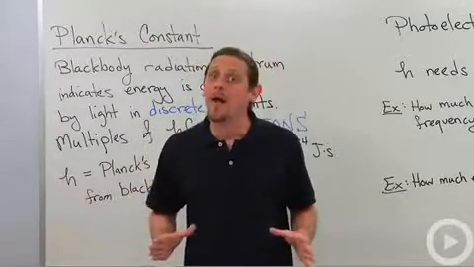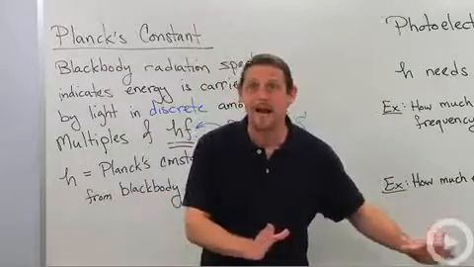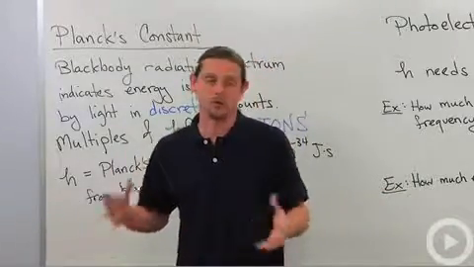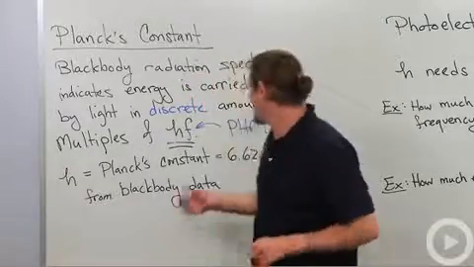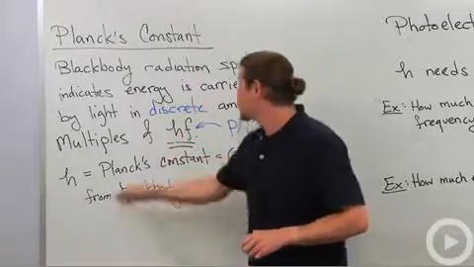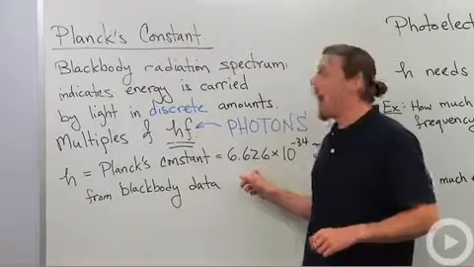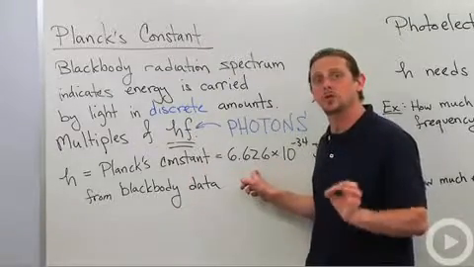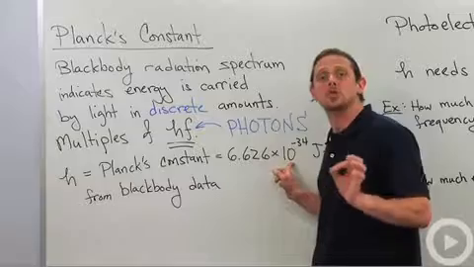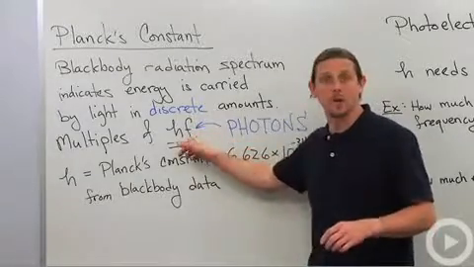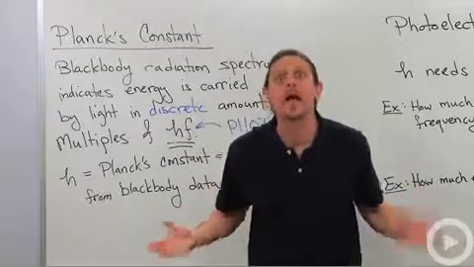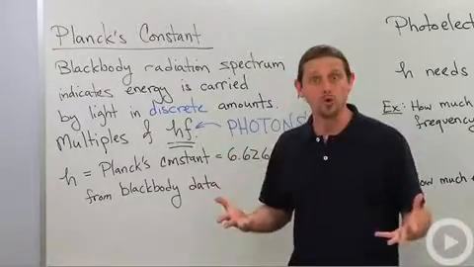From the blackbody radiation spectrum, we fit the data to the theoretical curve that Planck gave us, and then we get this number h. It's called Planck's constant, and it's given by 6.626 times 10 to the minus 34 joule seconds. So that when I multiply by a frequency, which is 1 over seconds, I'll get an energy, joules.